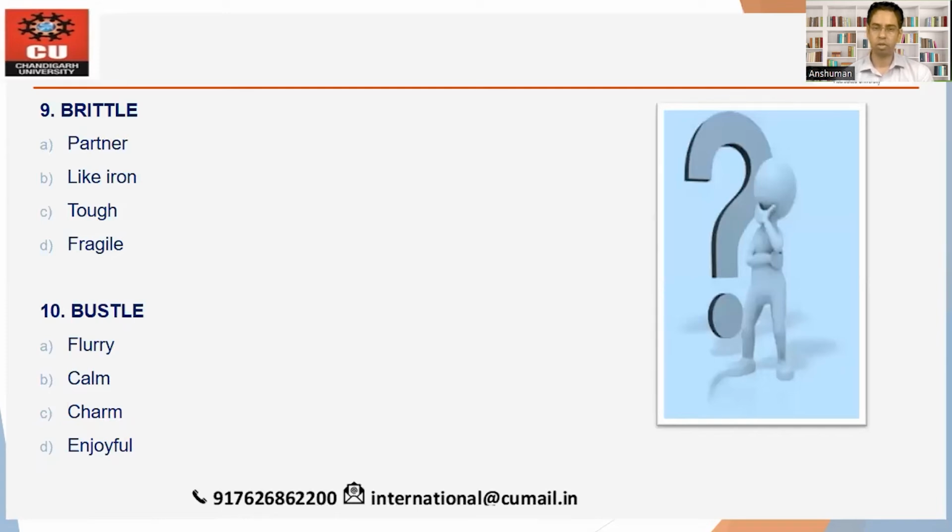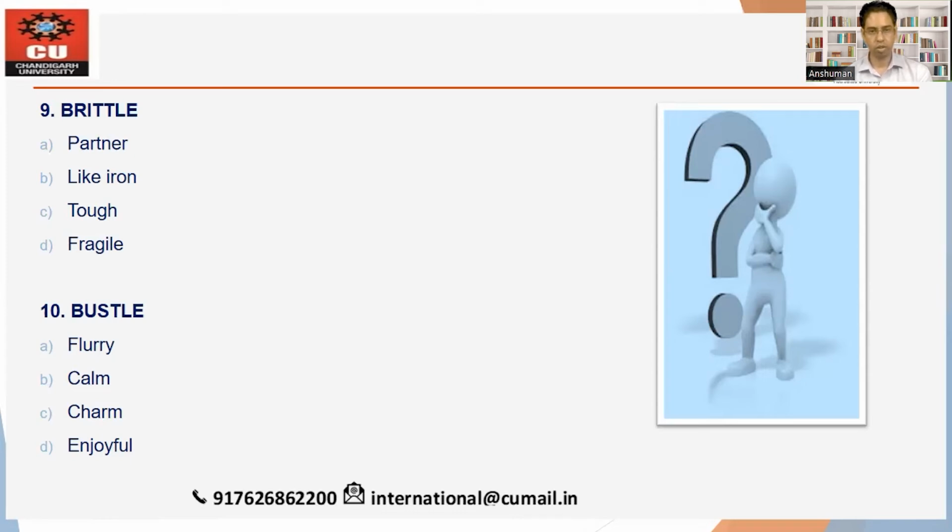Question number 9 talks about brittle. Now, brittle means any solid material which can be easily broken. There are different options like iron and tough, but they are antonyms, so they cannot fit. Partner makes no sense here. So option D, which is fragile, is the correct option. Hence, the answer of question number 9 is D, fragile.